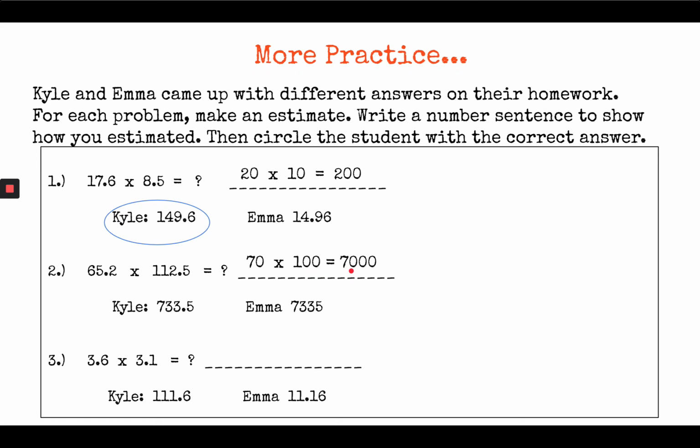So let's see who was right here. Kyle put his answer down as 733.5. So his whole number was 733. Look at our estimation again, 7,000. Ooh, I don't know, Kyle. Yours seems a little low. Let's check out Emma's. Emma said 7,335. Don't you think that Emma's pretty close to 7,000? I think so. Emma's definitely the winner there.